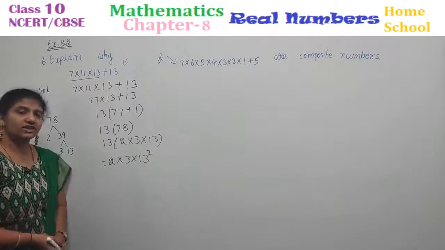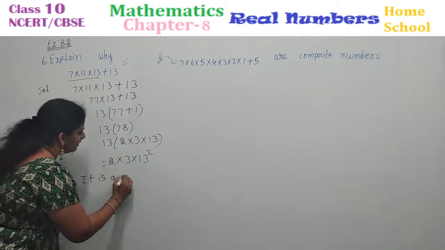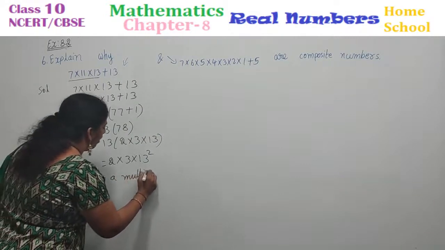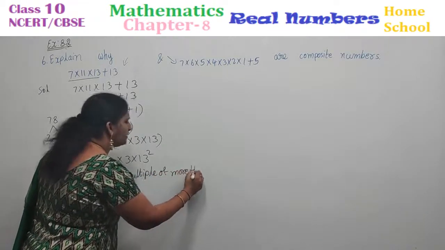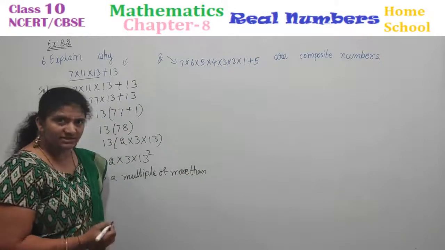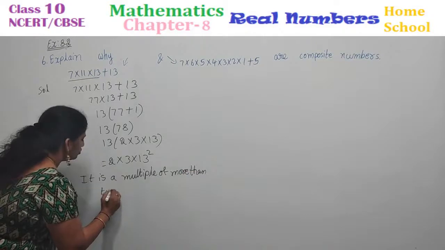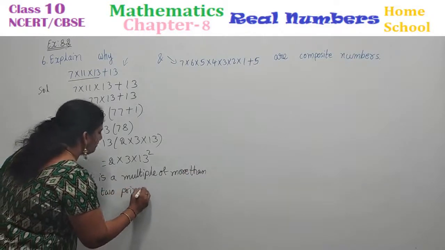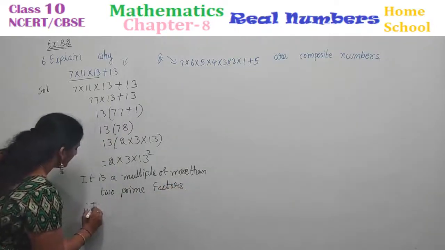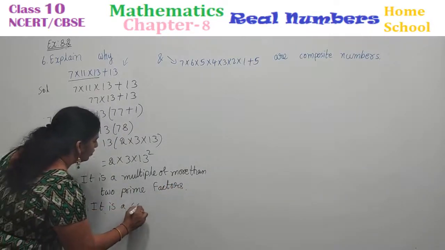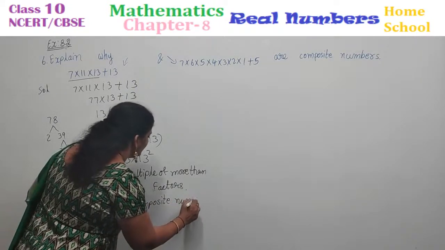Why am I saying it is a composite number? Because it is a multiple of two prime numbers, it becomes a composite number. Do you know that? Therefore, it is a multiple of more than two prime factors. Therefore, it is a composite. It is a composite number.